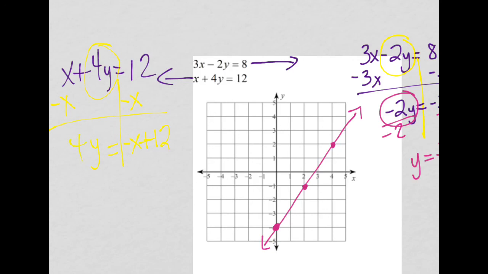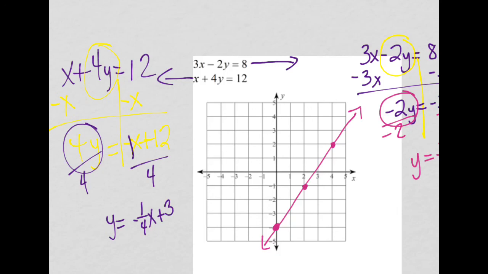4y equals, sorry. So then I'm going to circle what I'm solving for, and I'm going to divide by 4. Y equals negative, remember there's a 1 there, 1/4 x plus 3. So I'm going to go to 3, I'm going to put my dot. My slope is negative 1/4, so if I went up 1, I would go to the left 4. If I went down 1, I go to the right 4, and then I connect.